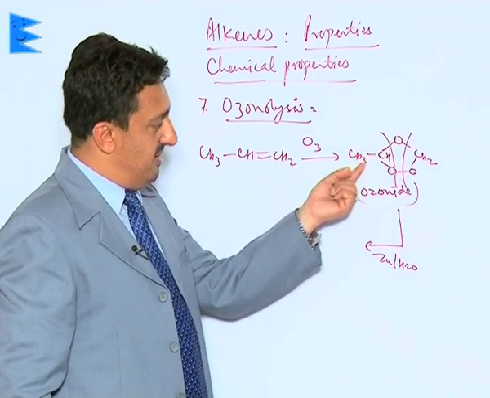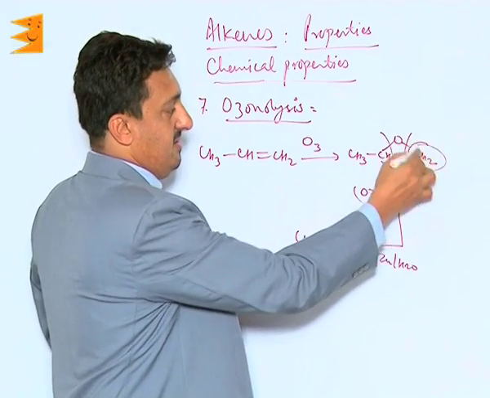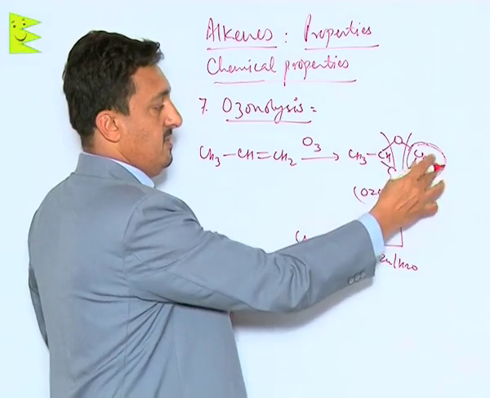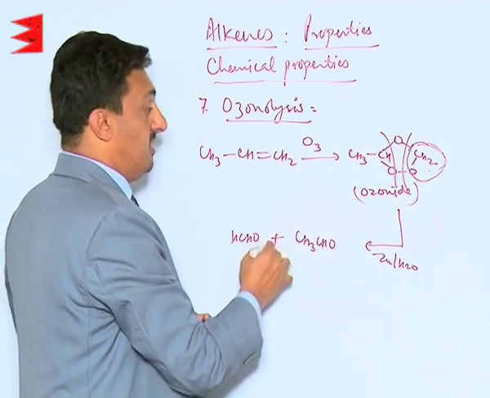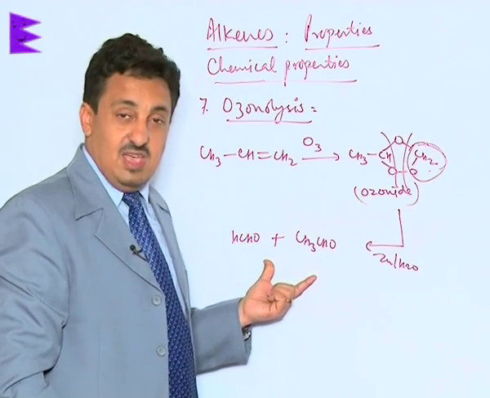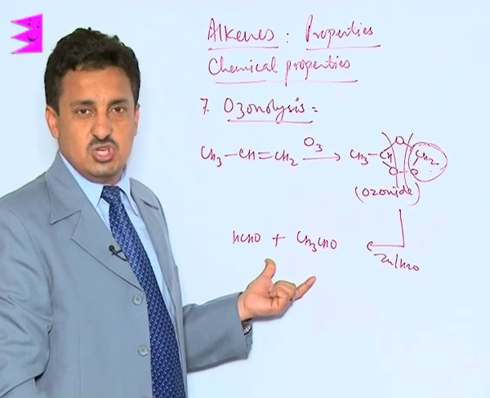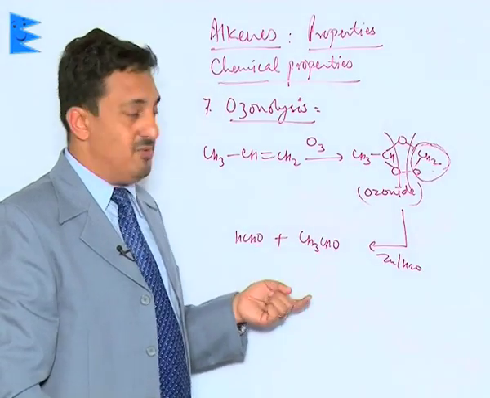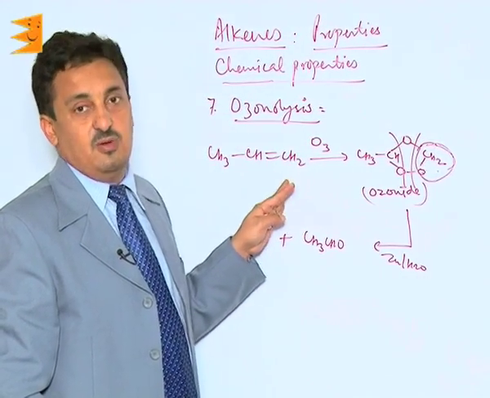Now this ozonide on reaction with zinc water leads to the cleavage of the compound like this. This gives us CH3CHO, and this, along with this oxygen, gives us HCHO, and these are the 2 products we get. So this reaction again is used to detect the location or the position of the double bond in long chain hydrocarbons. That was the main purpose of doing the ozonolysis, because it breaks the alkene into 2 parts from the position of the double bond.